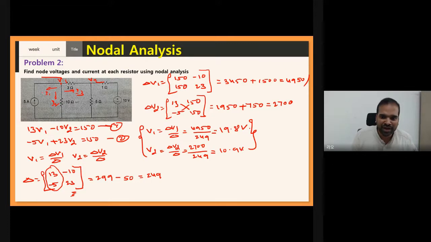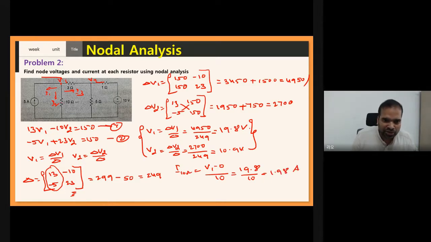You need not find it here. I1 equals what? 5 ampere. They already gave it. Current at this branch is what? 5 ampere. No need to find. Now what is the current at the 10 ohm? So current at 10 ohm equals V1 minus 0 by 10. You already know V1 node voltage is 19.8, so 19.8 by 10. If you cancel this, you will get 1.98 ampere.